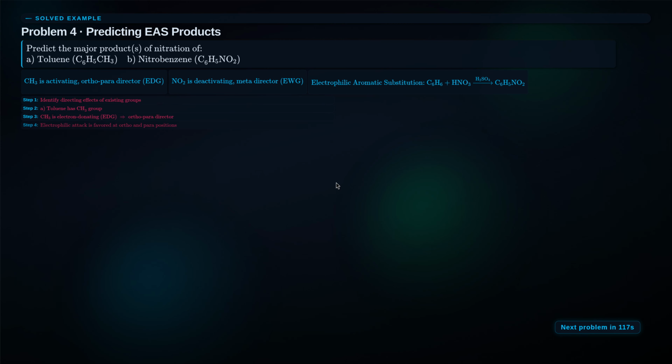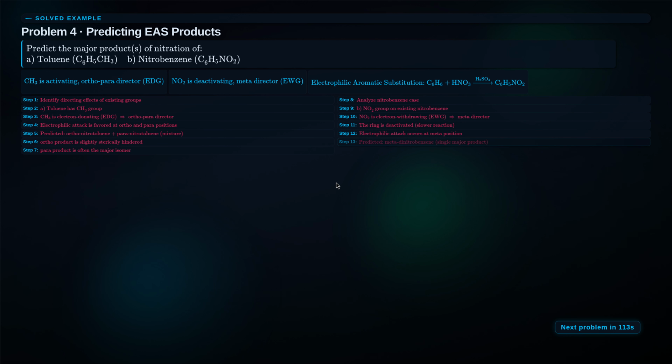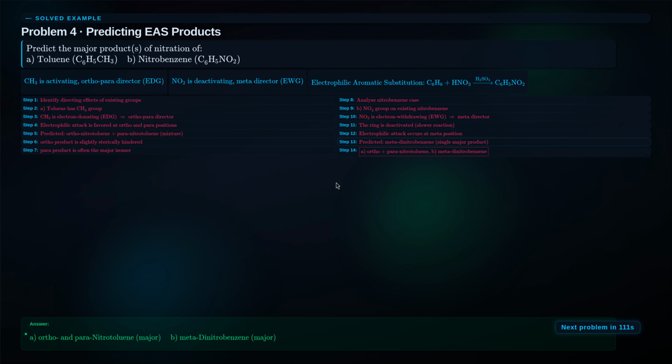Problem 4. Predicting EAS products. Predict the major products of nitration of A. Toluene, C6H5CH3, B. Nitrobenzene, C6H5NO2. Step 1. Identify directing effects.